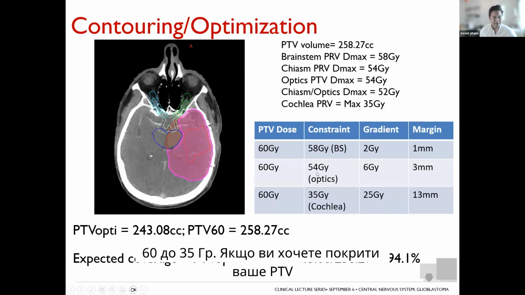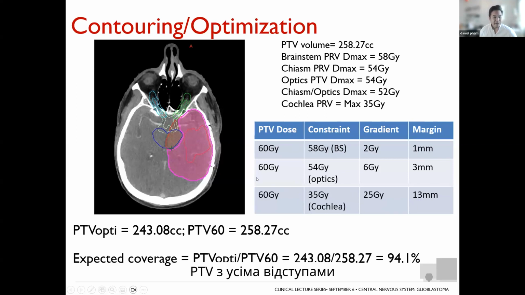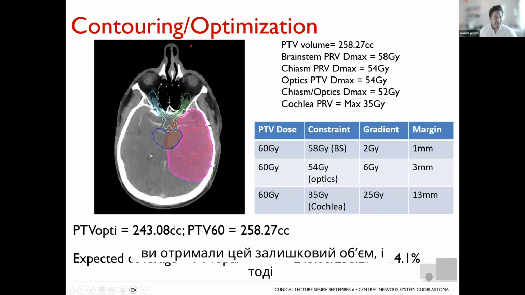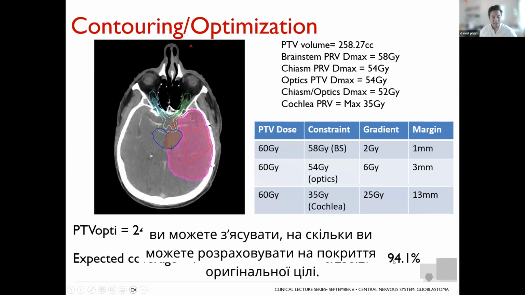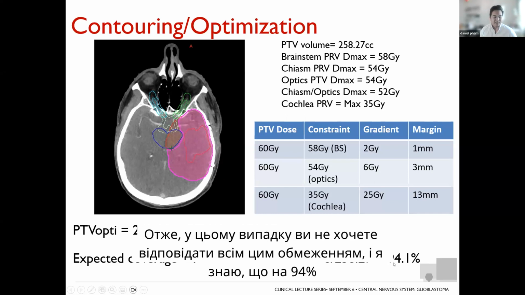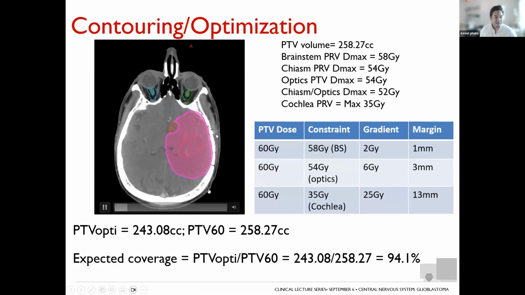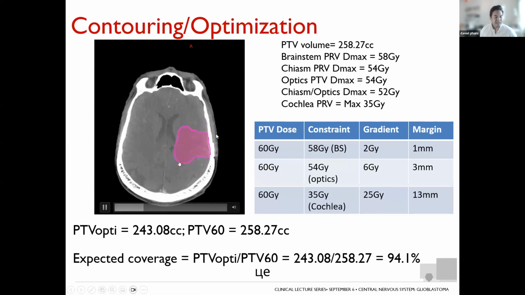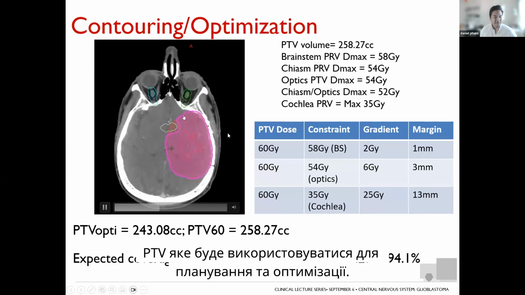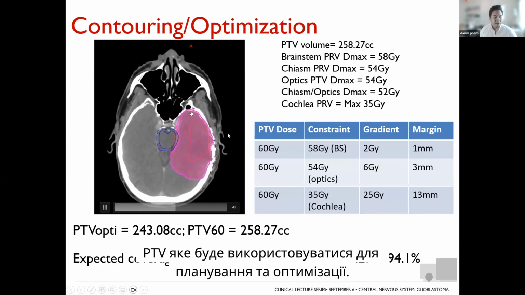Once you crop your original PTV from all the OARs with these margins, you'll get this residual volume left over. If you find the ratio, you can figure out how much you can expect to cover the original target by. So in this case, if I wanted to meet all these constraints, I would know that 94% is the expected coverage to the original PTV. This is not necessarily the PTV eval, but the PTV that will be used for planning the optimization.